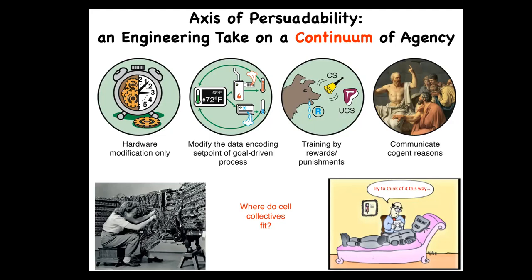And so the thing is that you can't decide this on a philosophical basis for any system. It's empirical. You have to do experiments. And so the question is, where do cellular collectives fit in here? Are they simple mechanical machines? Are they cybernetic homeostats? Can they learn? Where do they fit? So we'll talk about that.